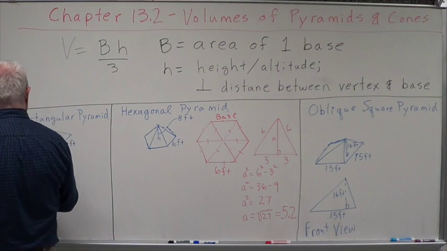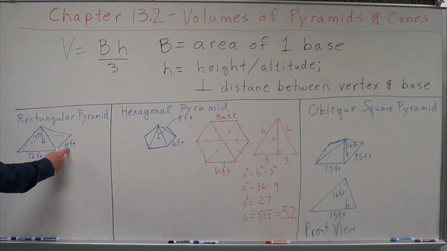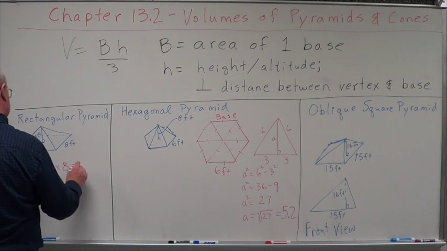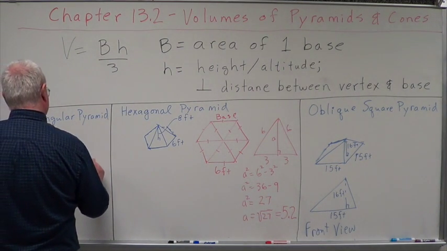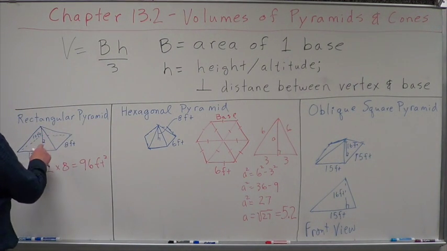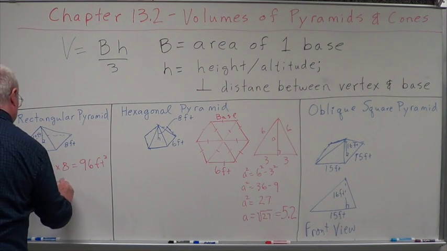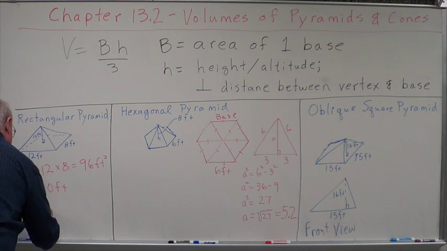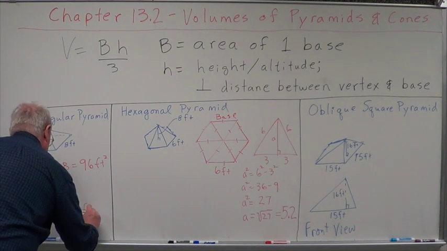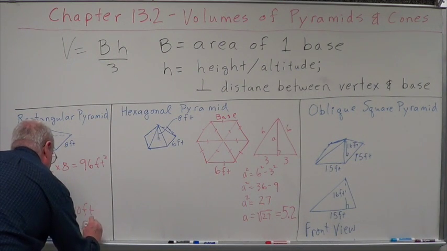What do we need? We need a base. Area of the base. Well, this is a rectangular pyramid. It's 12 by 8. Base is pretty simple, 12 by 8. I can do that one even in my head. That's 96 foot squared. And H is the perpendicular distance between the base and the vertex. Well, they show that to be 10 foot. So the volume is simply going to be 96 feet squared times 10 foot, and that equals 960 feet cubed.